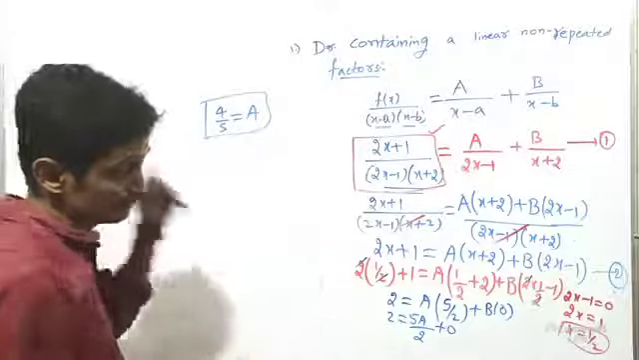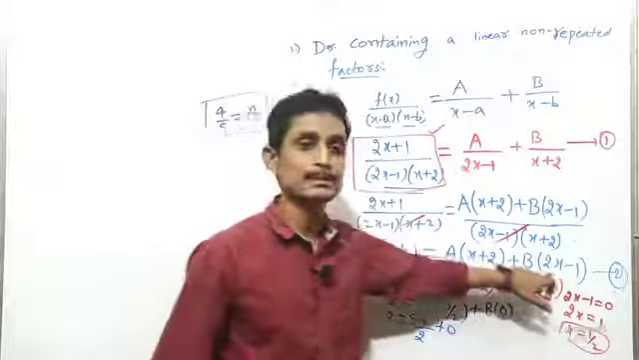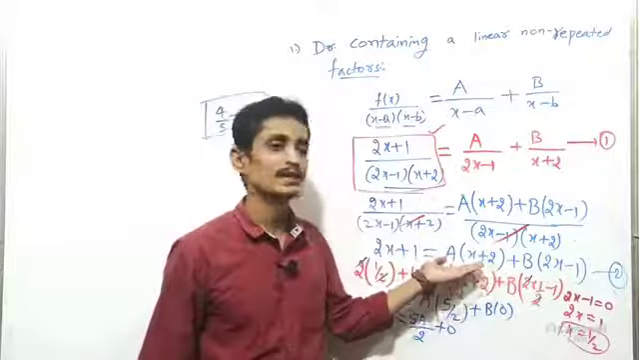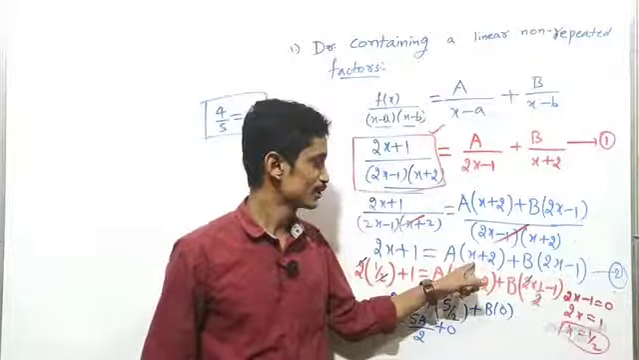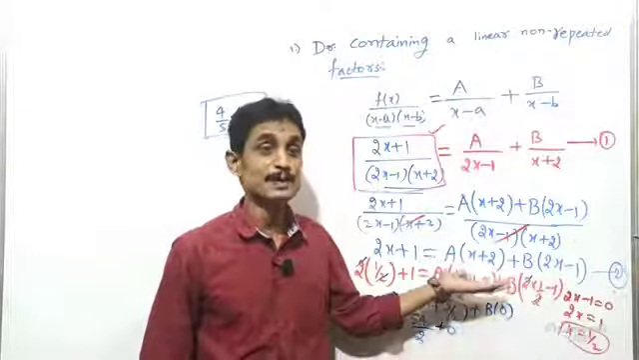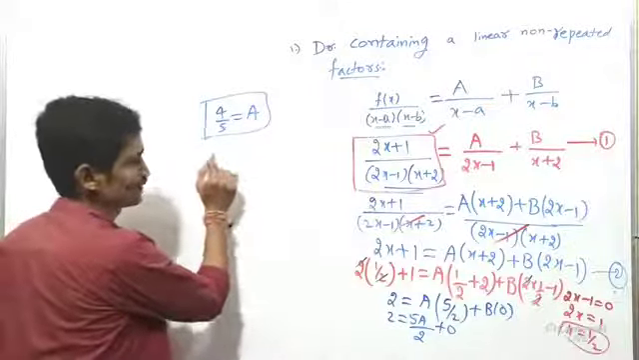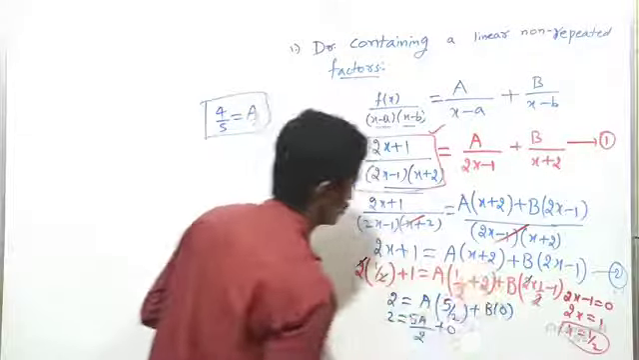Now we calculate for b. How to calculate the value of b? The same method we proceed. Try to eliminate the a value. So the a coefficient is what? x + 2. How do we make it 0? That's why we write the coefficient of a, x + 2, equal to 0.